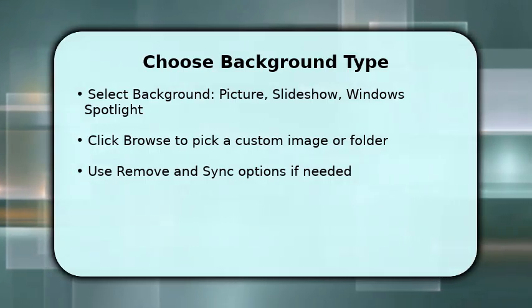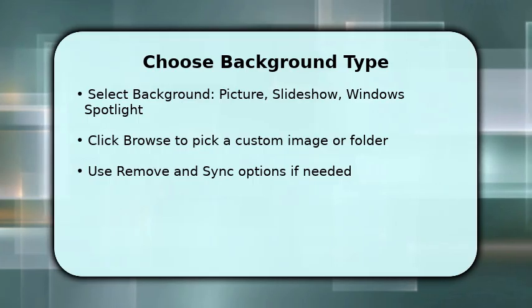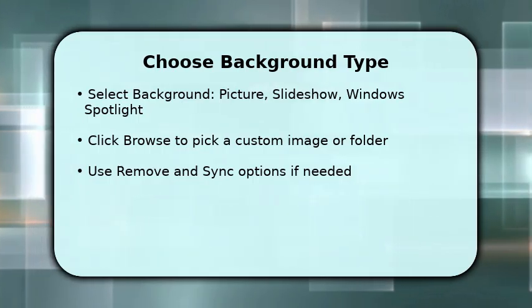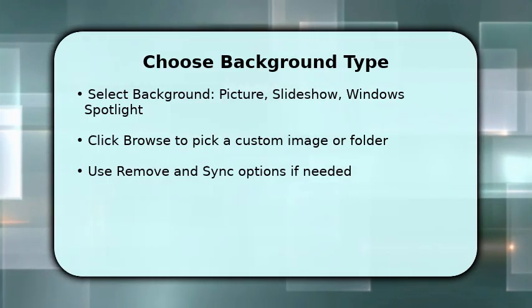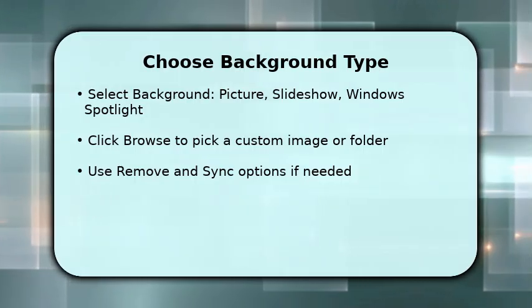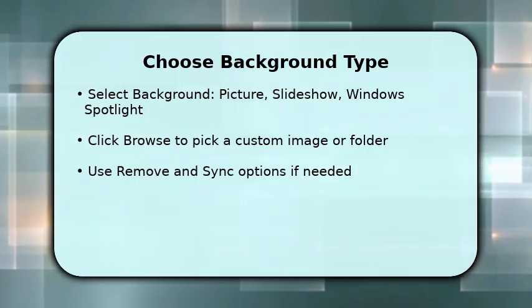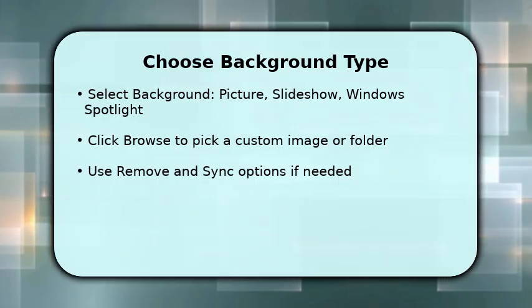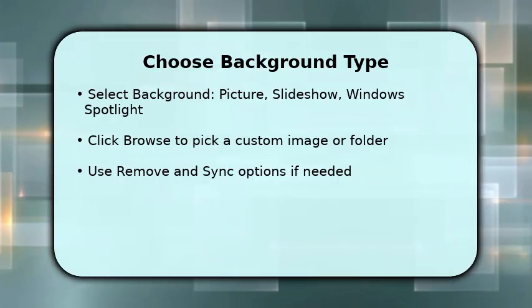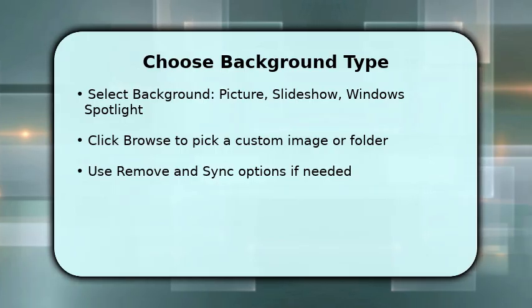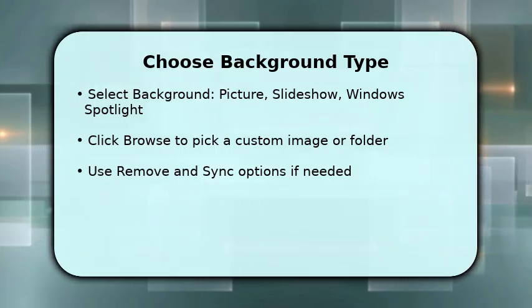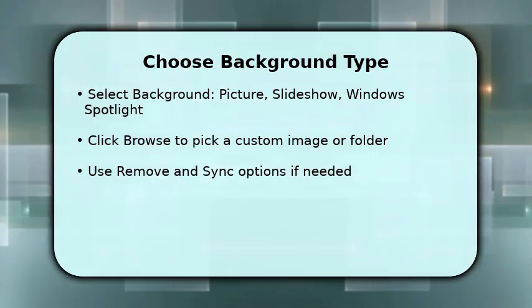If you pick picture, click Browse and select a high-resolution image. Windows prefers 16:9 or larger for crisp results. For slideshow, pick a folder of images and set power options so pictures change even on battery or lock. If you use Spotlight, Windows downloads curated images automatically. Once you pick one, check Preview to confirm how it appears on the lock screen.